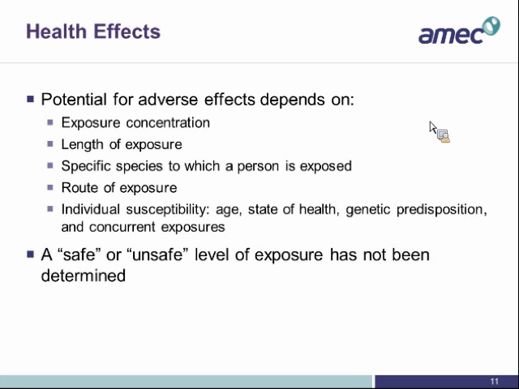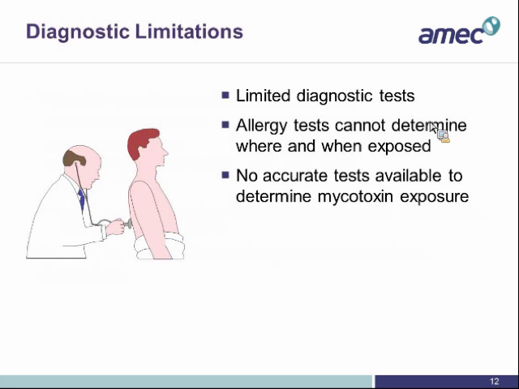So the potential for adverse effects really depends on the exposure concentration and the length of exposure, potentially the specific species to which the person is exposed, the route, and then individual susceptibility. And really right now there's no safe or unsafe level that we know about. It hasn't really been determined. There's no dose-response curve that we know about. And also there's limited diagnostic tests at this point. So we can test if you're allergic to fungi, but that doesn't tell us when you're exposed or how much you're exposed to. There's no accurate tests to look at your mycotoxin exposure, for instance.